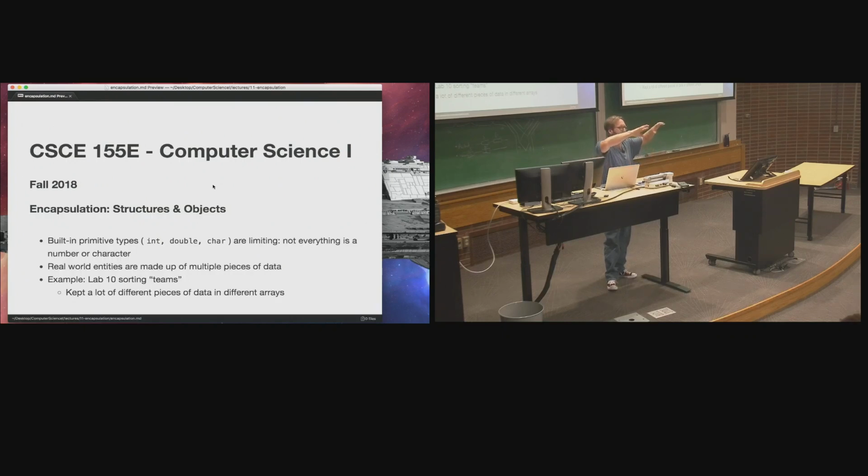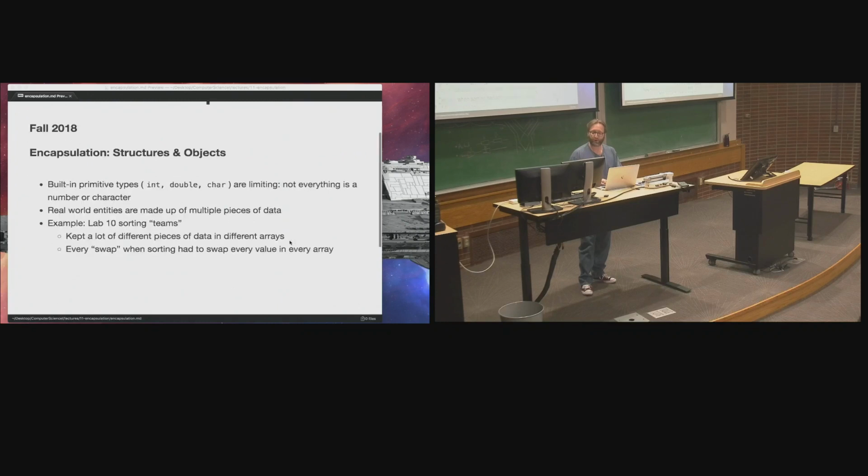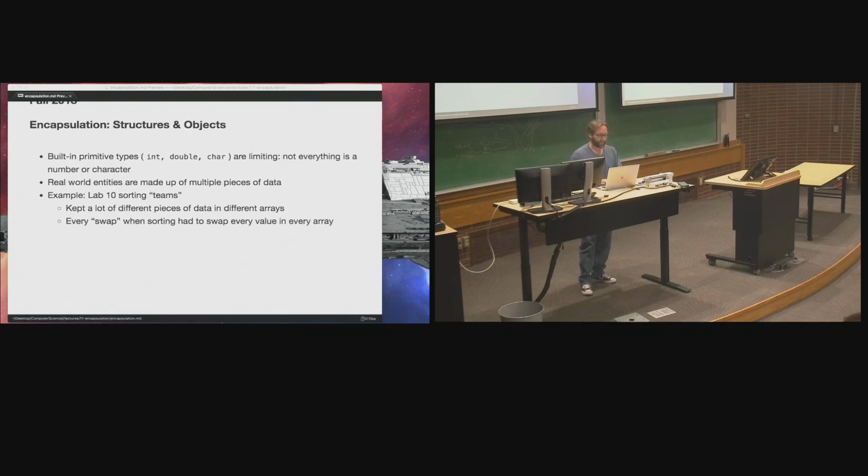Well, all these pieces of information were split across different arrays. So when it switched these two things over here in this array because it was out of order, it also had to switch these two things in this array and switch these two things in this array. And you can see that kind of manual bookkeeping is very, very limiting, right? Every swap when you sorted it basically had to swap every value in every single array. It was really easy to screw this up, right?